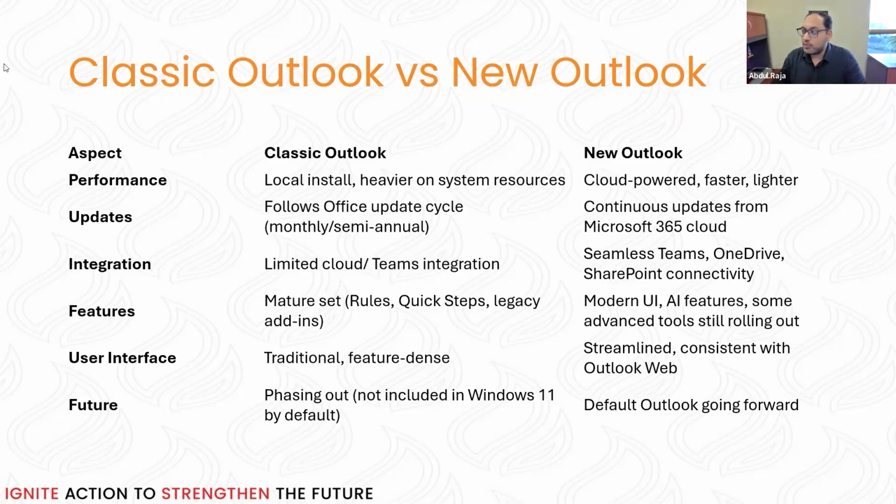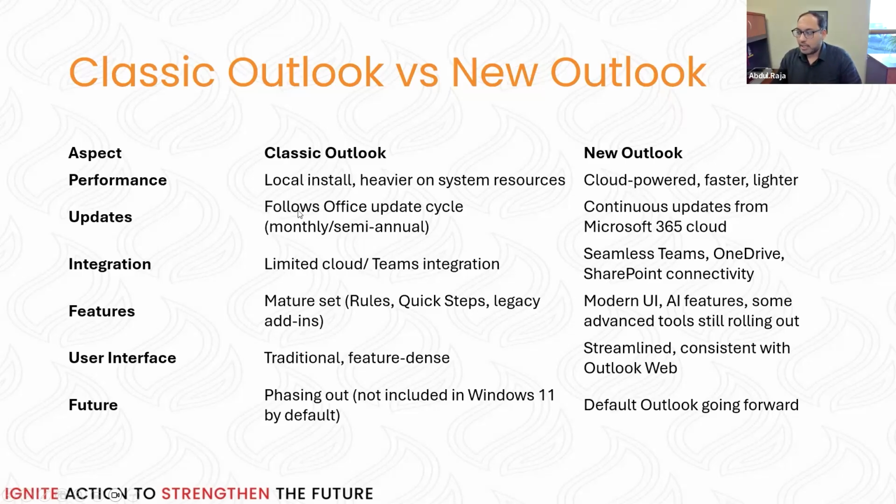So what's the difference between the two, the classic Outlook versus the new Outlook? The classic Outlook is a local install. It's heavier on system resources. We technically download only so many emails, and then it always syncs with the cloud. While the new Outlook is completely cloud powered, it's faster and lighter.